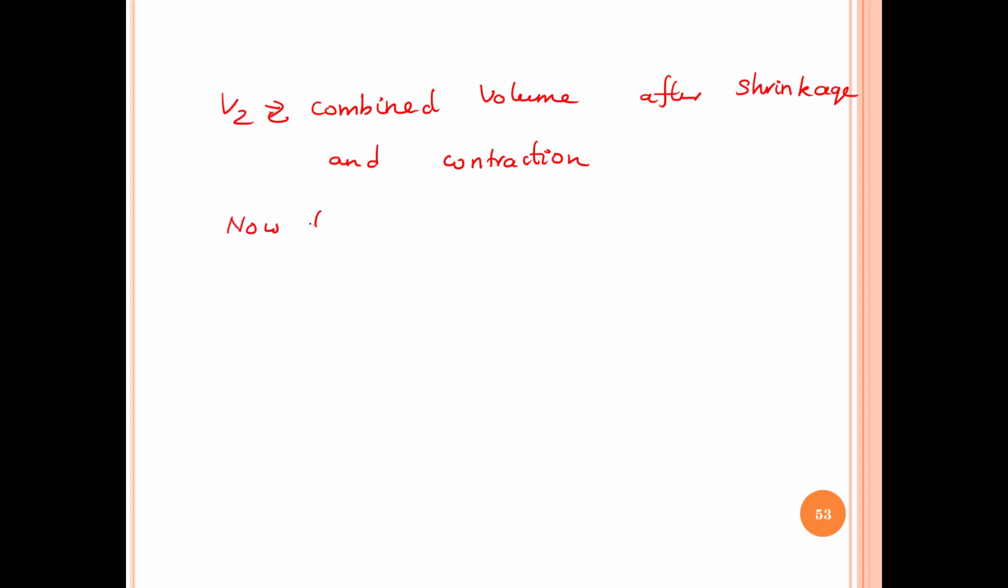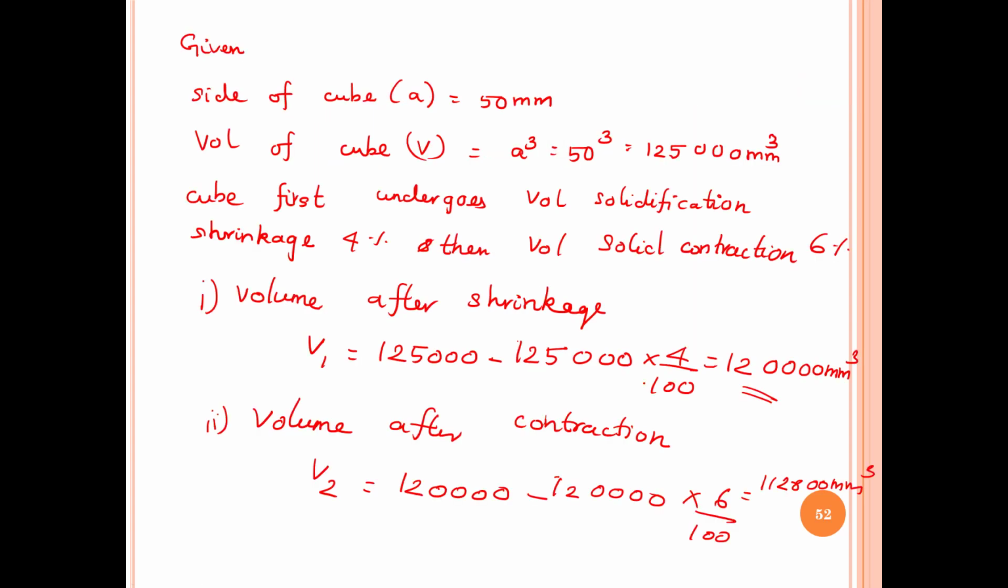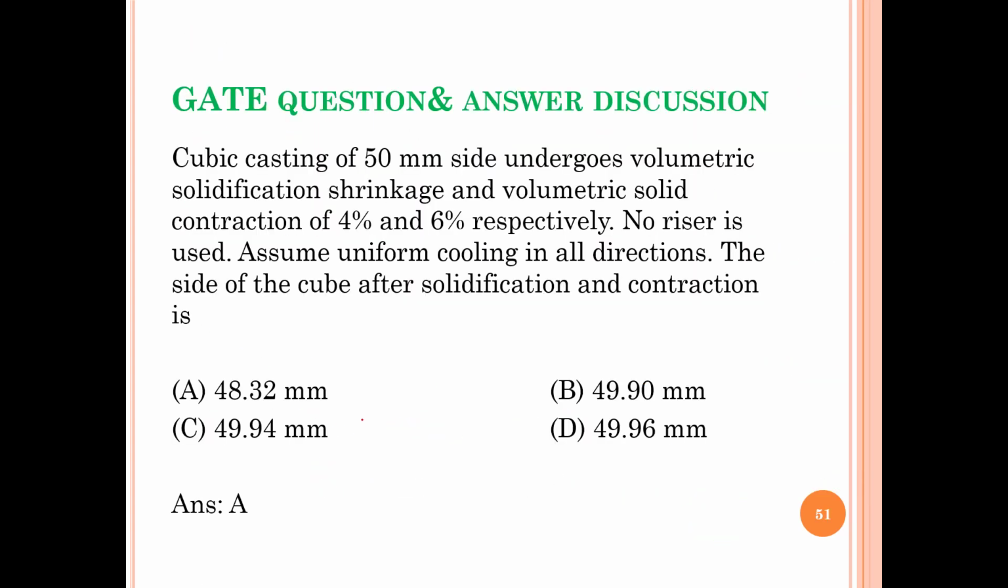Now take the cube side as b. Initially we took the side as a, now we are taking the side as b. So now we are getting the total volume, this b cubed, as 112,800. From that you can get the side of the cube, that is 48.32 mm. This is the answer. 48.32 mm. Okay.